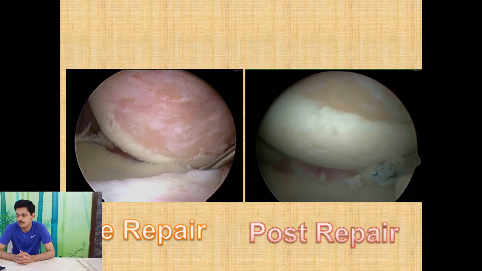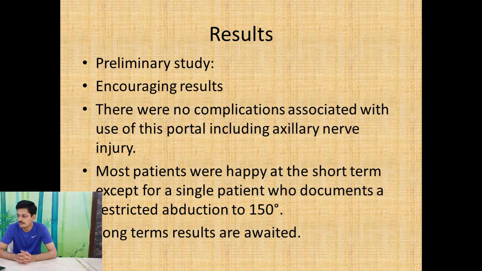With this inferior bumper, you can now do your remplissage and your anterior repair as needed. Now this is the pre-repair and post-repair picture, and we can see that the humeral head is very nicely centralized after this repair. The results are very good. We have operated a good number of patients by these techniques. There were no complications associated with the use of the portals, including no axillary nerve injury.